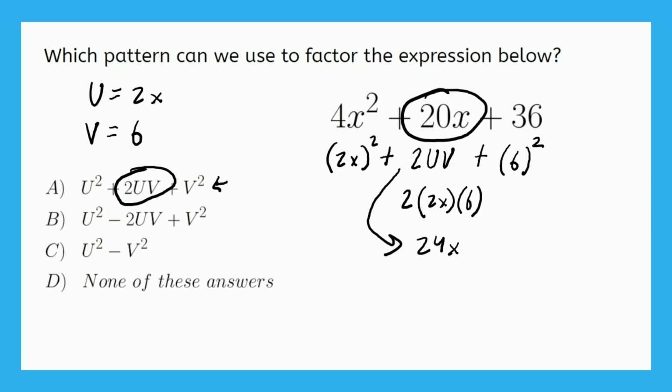It is not, which means that A is not the answer, and we already know that B and C are not the answer because B has a minus right here, and C only has 2 terms. So the answer in this case is actually D, none of these answers.